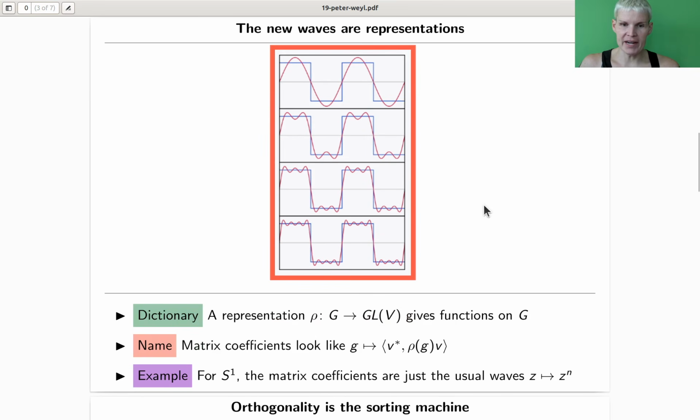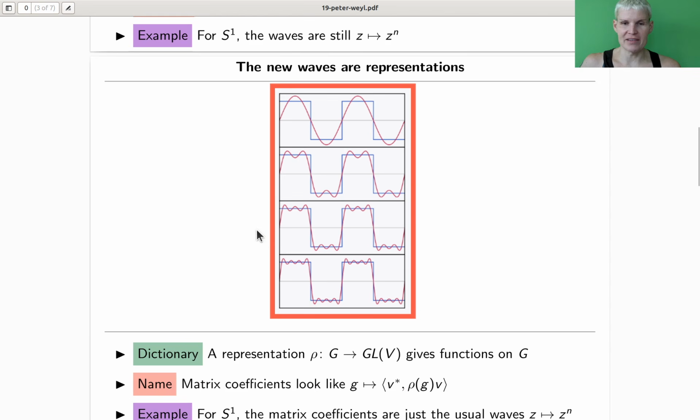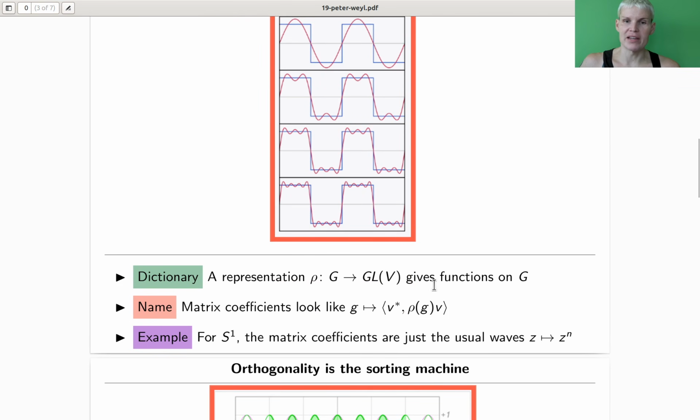So here is the picture we had, right? A representation gives functions on G, namely in the following way. People call that the matrix coefficients. For this example, there's nothing you need to do, but for higher dimensional things, you want a function on G, and you do it as follows. You send every g to the corresponding scalar product, where you have the matrix given by the representation, the matrix coefficients, and this gives you functions on G.